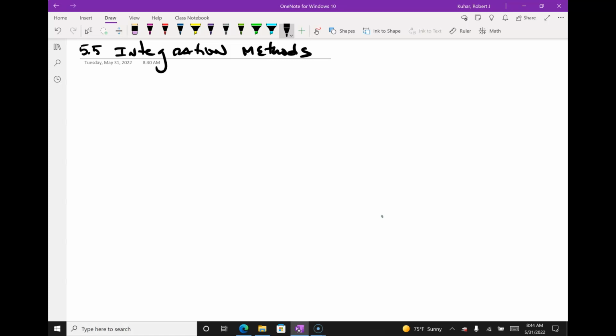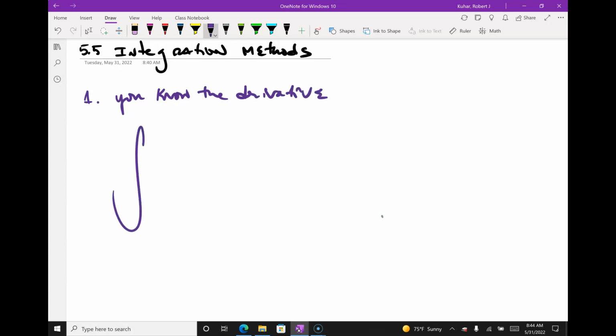So integration methods. The first one is that you just recognize it, right? You know the derivative, right? So you recognize the derivative, meaning, oh, I see f prime, and I know that turns into f of x plus c, that constant of integration. So I recognize what function I took the derivative of to get f prime, right?